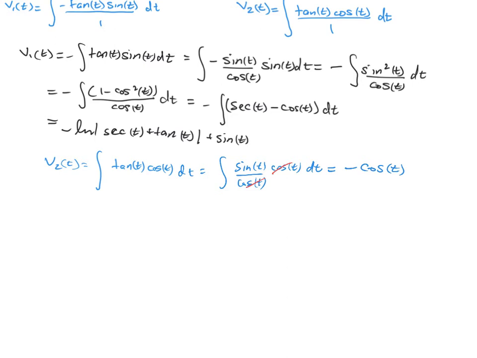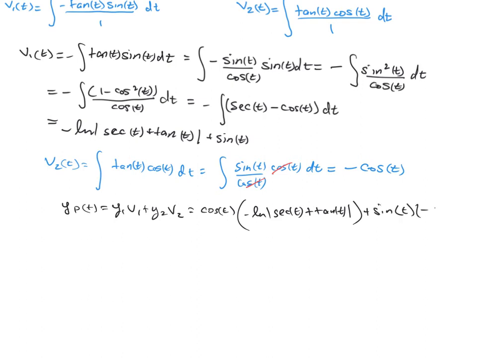So now our yp of t is our y1 v1 plus y2 v2. So that's the y1, which we defined as the cosine of t, times the v1 we found, which is negative natural log of the secant of t plus the tangent of t, and then plus y2, which is the sine of t, times the negative cosine of t.